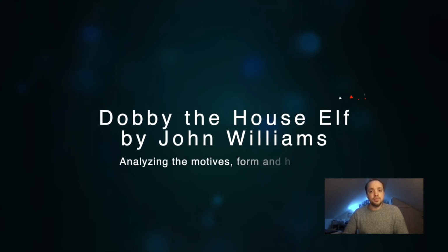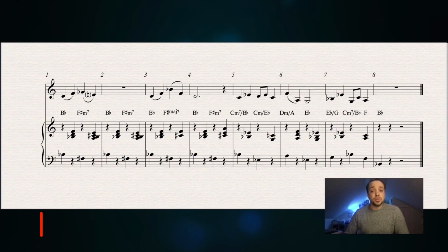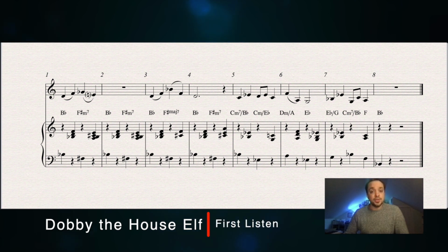Hey guys, in this video I'm going to do an analysis of Dobby the House Elf by John Williams from the Harry Potter and the Chamber of Secrets soundtrack. We're going to look at the motives, the overall shape of the melody and how it's constructed, and the harmony. So let's get into it. To start with, let's listen through it one time to hear what we're actually analyzing.